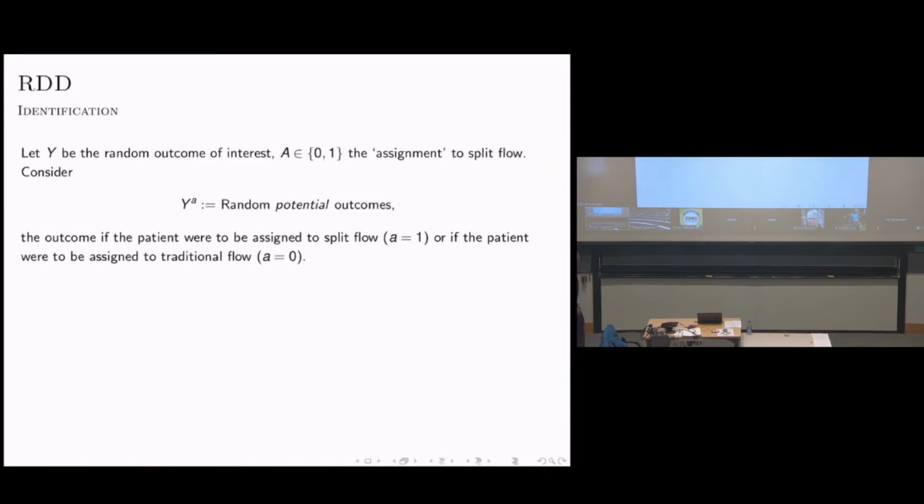And then third, and this is a very important concept in causal inference, is I'm going to introduce the random potential outcome. So I'm going to denote this by Y superscript A. And that's going to be the outcome if the patient were to be assigned to intervention little a. Okay? So Y superscript 1 is the outcome if the patient were assigned to split flow, and Y superscript 0 is the outcome if the patient were assigned not to split flow. The traditional flow.